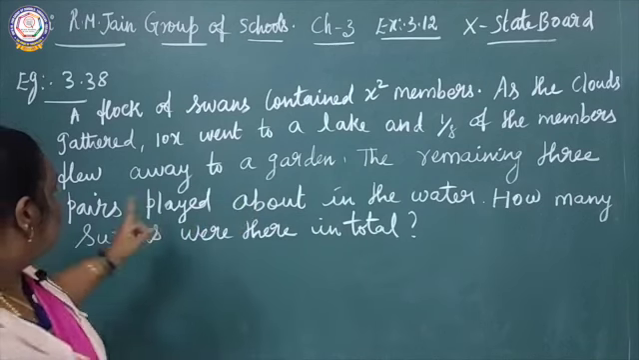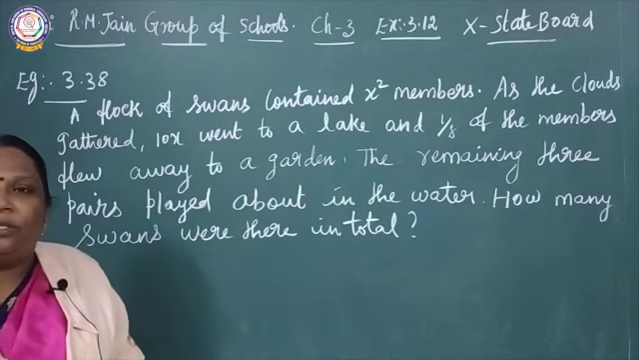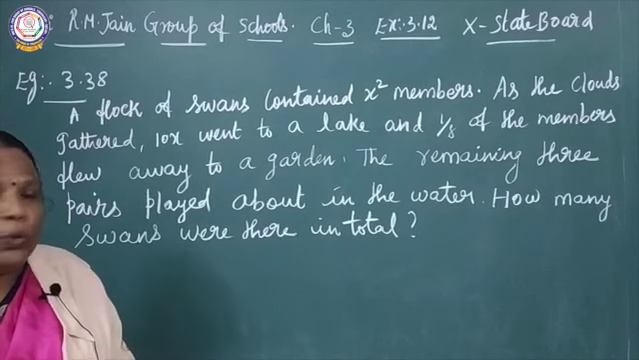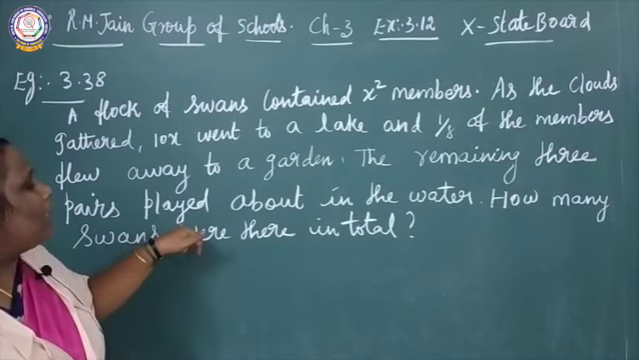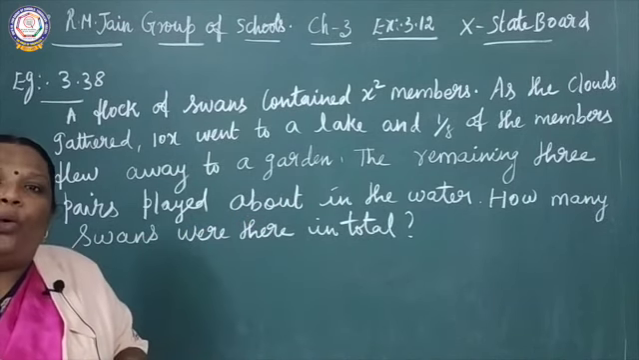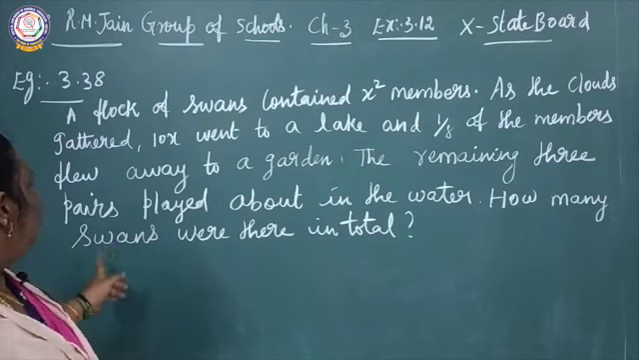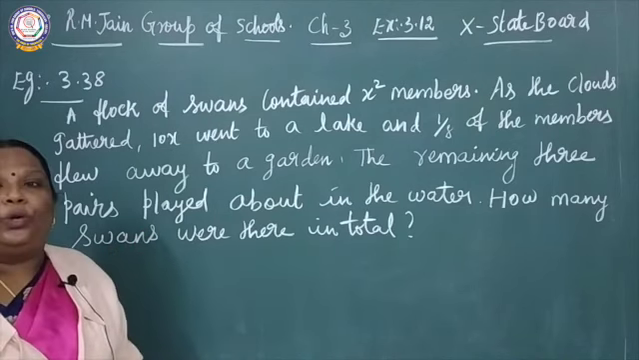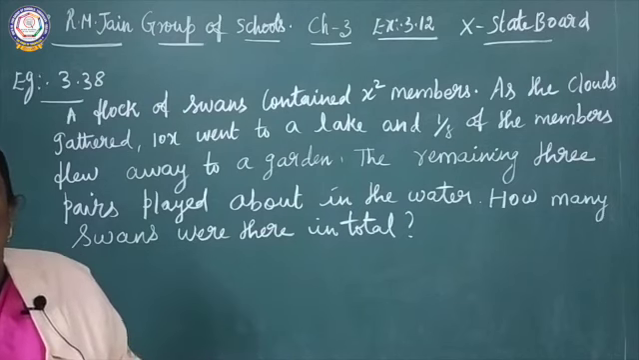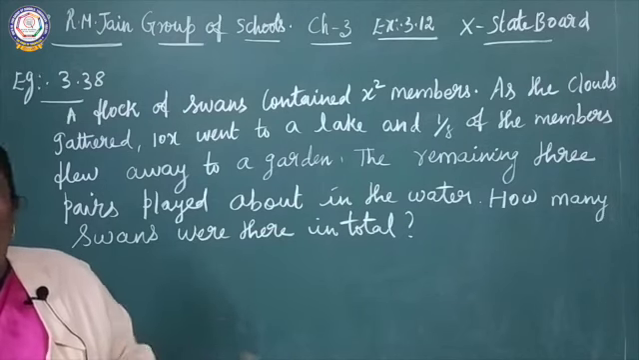The remaining 3 pairs. 3 pairs means what is the pair? 2. That is, 3 pairs means 3 into 2. Remaining 3 pairs played about in the water. How many swans were there in total? We want to find out the number of swans.